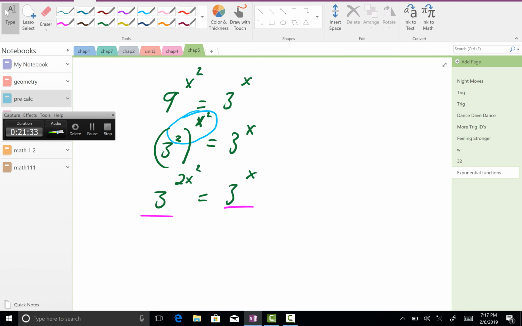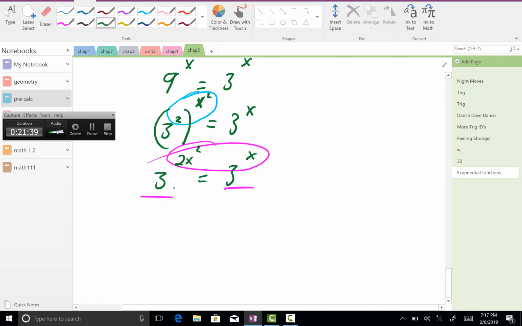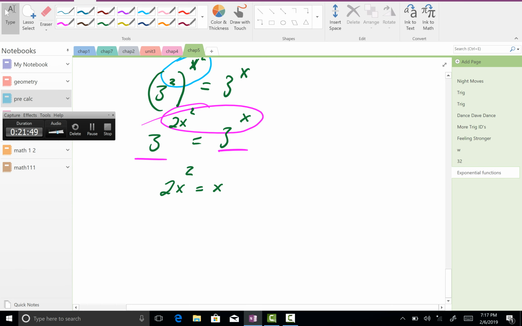So then all we got to do is worry about the top parts. Okay, we don't have to worry about anything else. Because once these two bases are the same, that means their powers are going to be the same. So now we have that. And we got to solve that little equation.